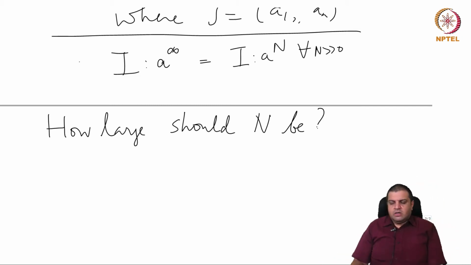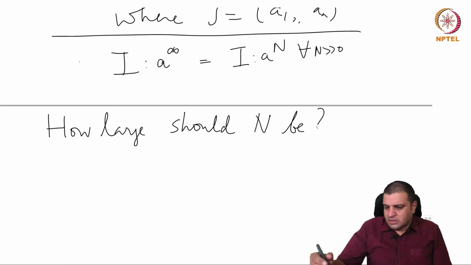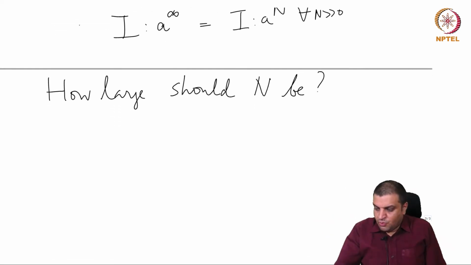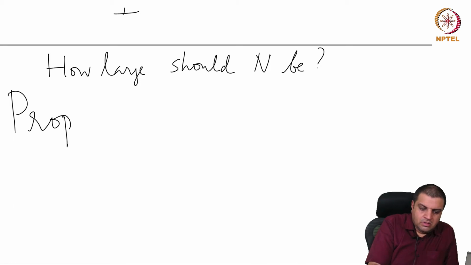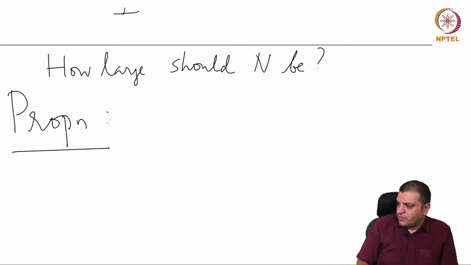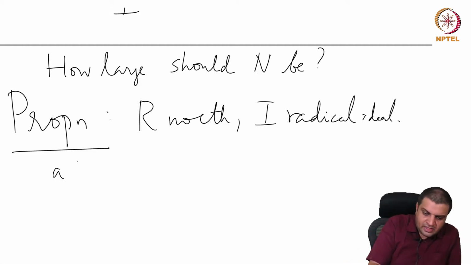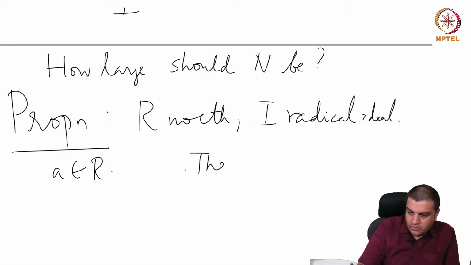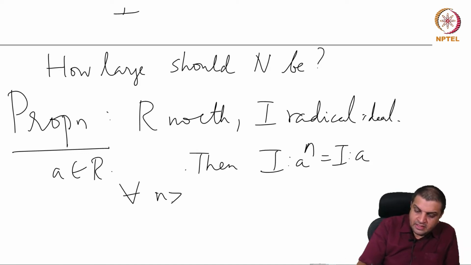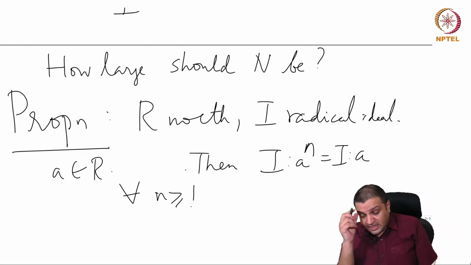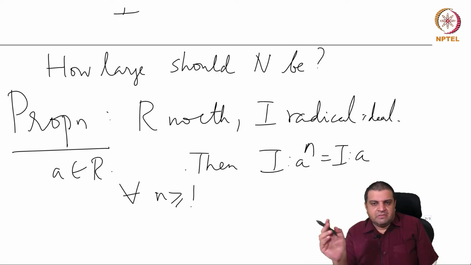So I'll give one example which is relevant to these geometric discussions, but there are other ways one can understand this, and some other variations of this will be there in the exercises. So let's prove one proposition in this. R Noetherian and I a radical ideal, a inside R, then I colon a^n is I colon a for every n greater than or equal to 1. So I will get saturated by a at the first step itself for a radical ideal.